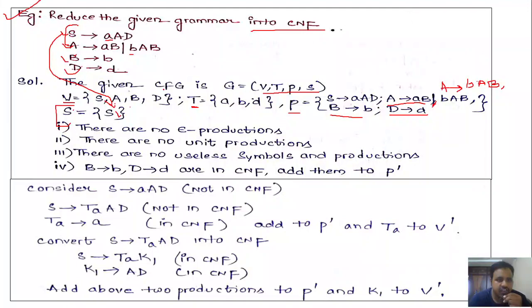So first, check for epsilon productions. Since there are no epsilon productions, write that first step as there are no epsilon productions. Okay. Check for unit productions. Are there any unit productions? There are no unit productions. So write down that step 2 as there are no unit productions.